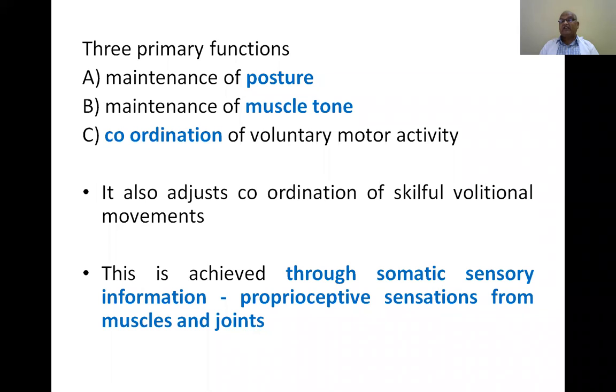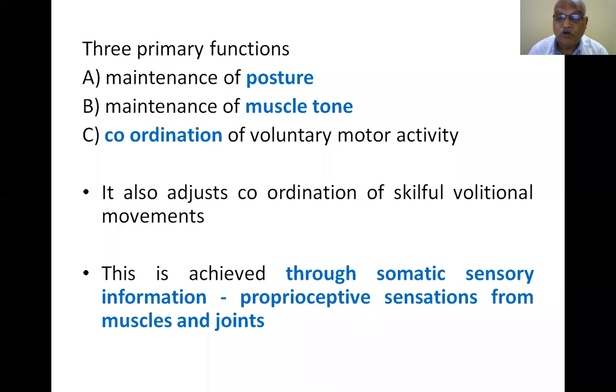It gets its activity by means of its connections with the spinal cord, midbrain, cerebral cortex, and also the thalamus. So this is the coordination of voluntary motor activity, how the cerebellum gets its voluntary motor activity. Because of this, the cerebellum is otherwise called the little brain. Sherrington, a scientist, called it the head ganglion, not basal ganglia. It is head ganglia. It also adjusts the coordination of skillful volitional movements.